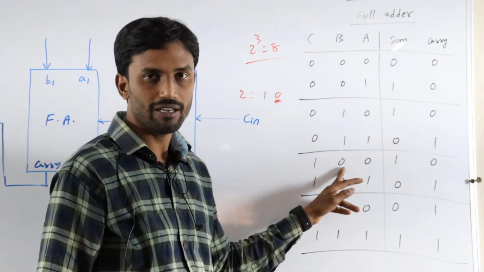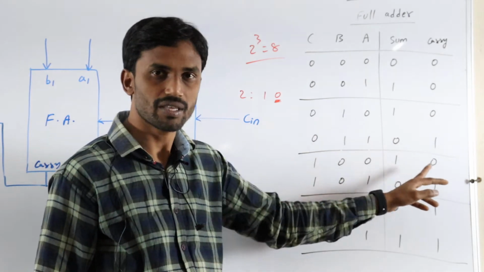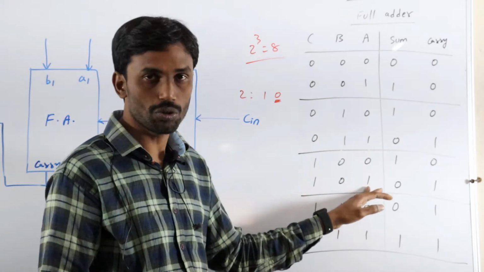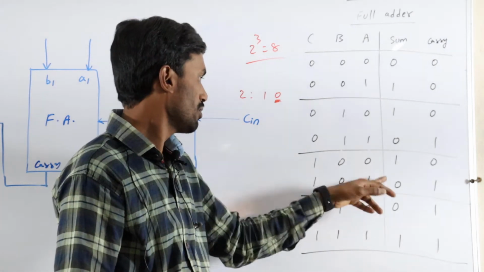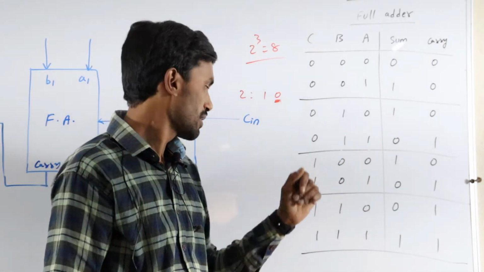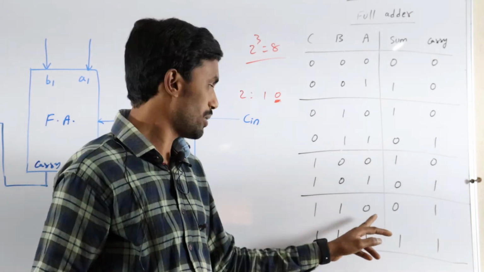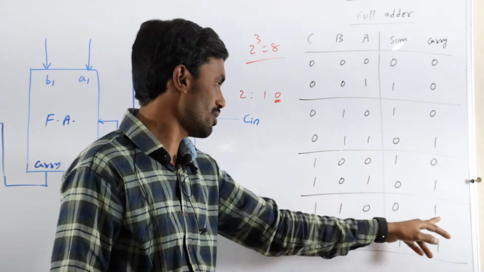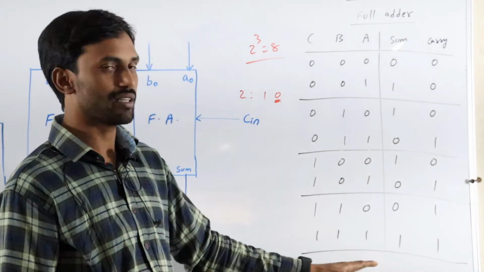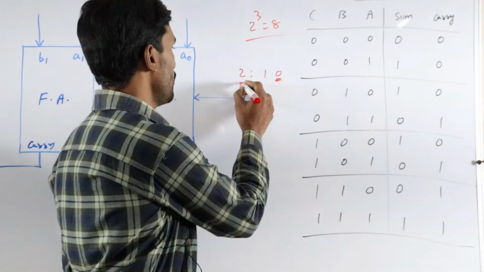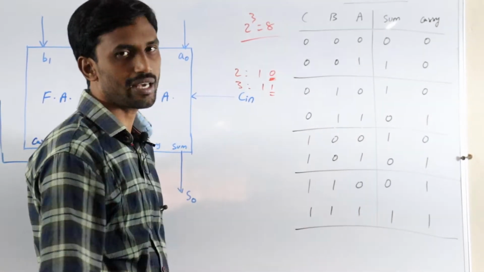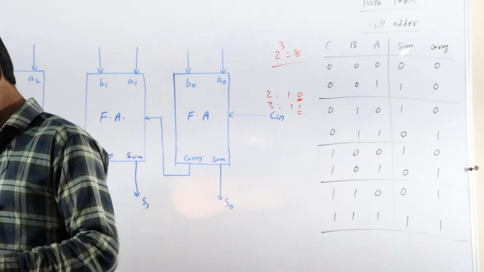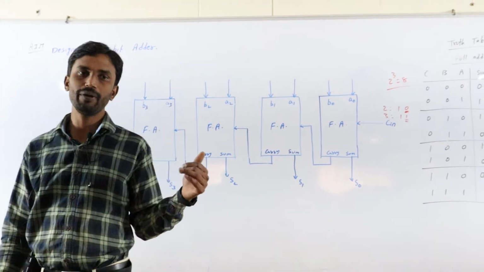Now 1 plus 0, again 1, sum is 1, carry is 0. In the same way, 1 plus 0, again 1, 1 plus 1 is 2, therefore the sum is 0 and the carry is 1. And again 1 plus 1 is 2, plus 0 is 2, again sum is 0, carry is 1. 1 plus 1 plus 1 is 3. 3 we represent with 1 1, the sum is 1 and the carry is 1. This will be helpful to us in the discussion of the 4-bit adder design.